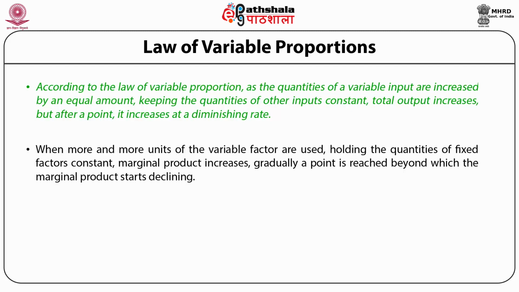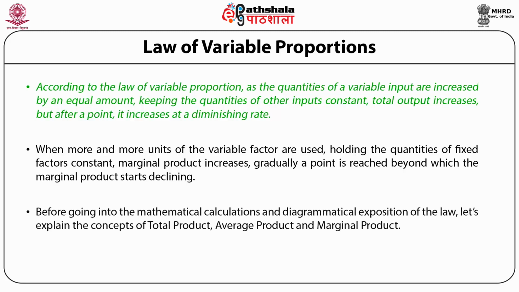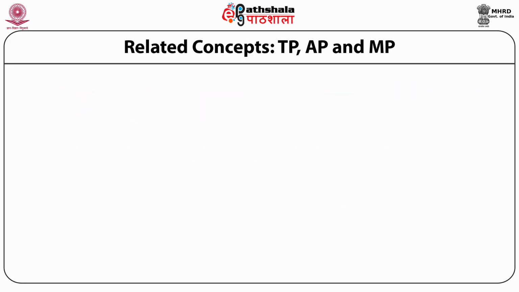After some time, the average product will decline, and finally, the total product will diminish. Before going into the mathematical calculations and diagrammatical expositions of the law, let's explain the concept of total product, average product, and marginal product. Related concepts: TP, AP, and MP.